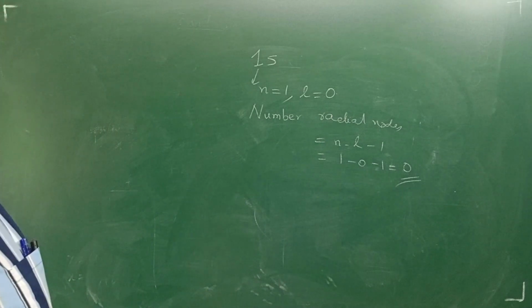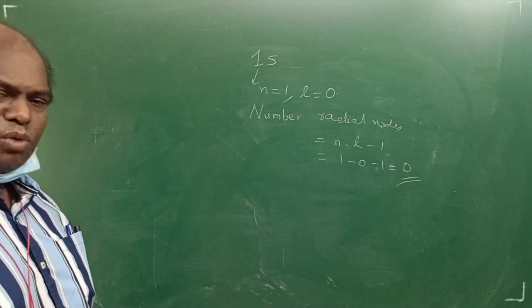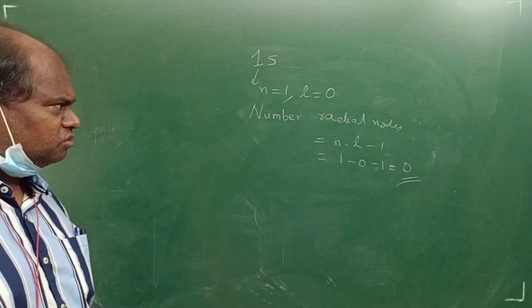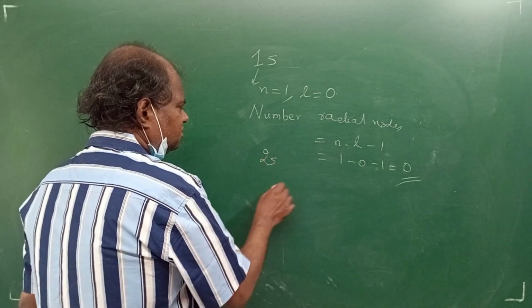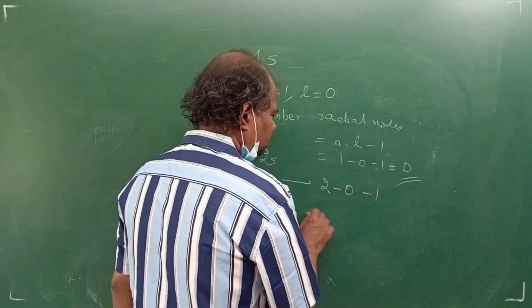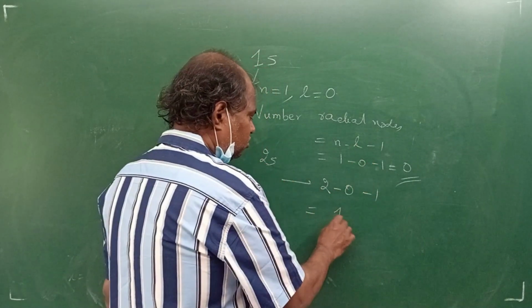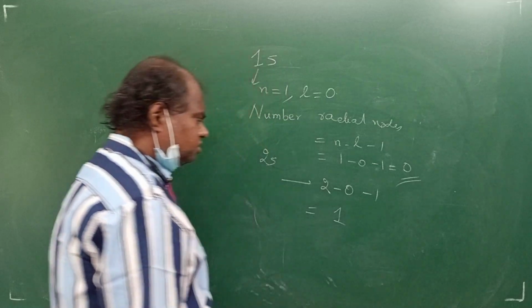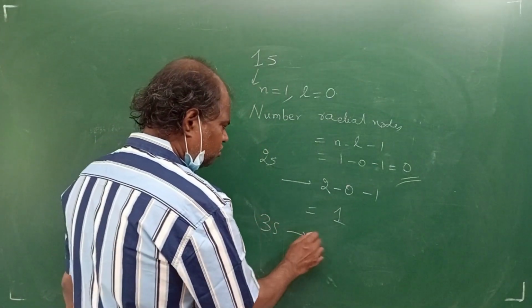There is no node for it. What does that mean? You can find the electron anywhere for 1s. No node. If you take 2s, the number of radial nodes will be 2 minus 0 minus 1, since l is 0 for an s orbital. So you'll get one node. So for 2s you will get one node. In the same way, for 3s you will get 2 nodes.